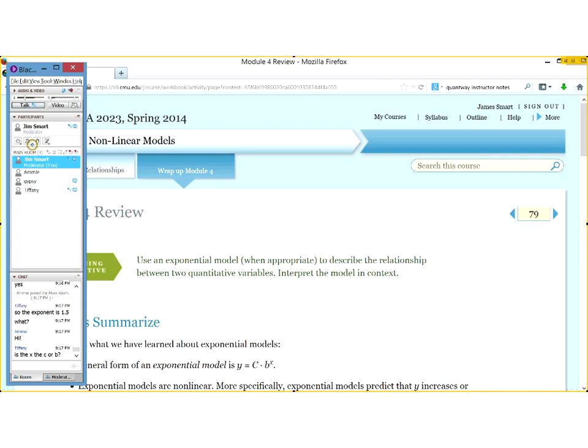So C, B, and X are 3 different things. C is a constant, it's the initial value. B is a constant, the growth or the decay factor, and X can vary, and it's whatever number you plug in.